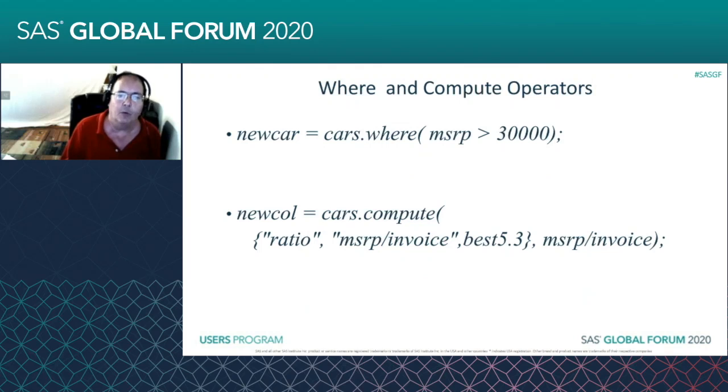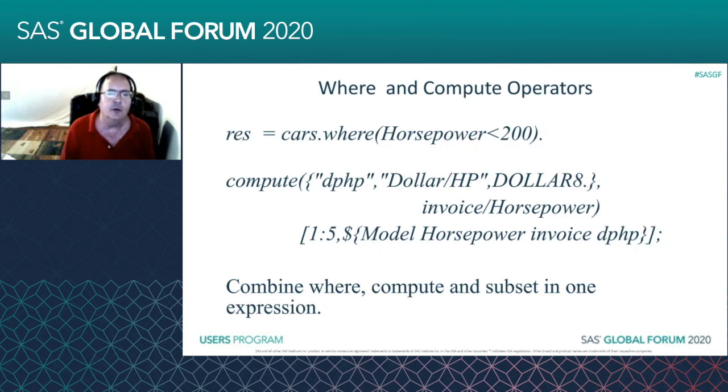So my new car would essentially be cars where MSRP is greater than 30,000. Or I can compute a new column saying I've got row, I've got ratio, I've got MSRP divided by invoice. I want it to be best 5.3, and my new column value is going to be MSRP divided by invoice. Now we can do more than this. We can actually combine these two, and we can look at something like this. It's much more about taking the power of CASL and utilizing it.